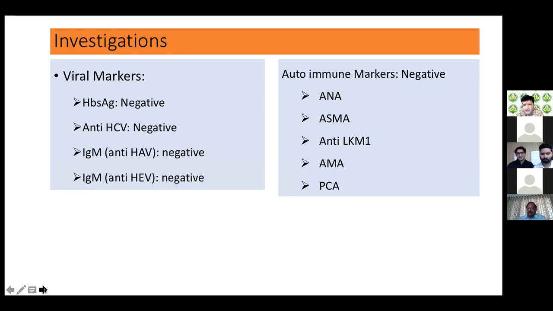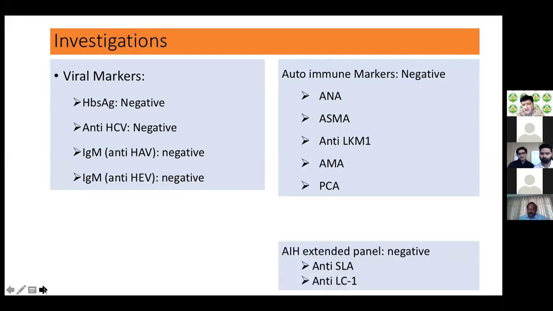Okay, fine, very well. So what do you want now? Sir, the conventional autoimmune markers ANA, SMA, LKM are negative, also AMA and PCA. So if we can get an extended panel of autoimmune markers. What do you want in the extended panel? Sir, soluble liver antigen or liver cytosol 1, maybe pANCA, and if they are available, I would like to see them also. So we had SLA and LC1 in this, they were also negative. So what do you want now?